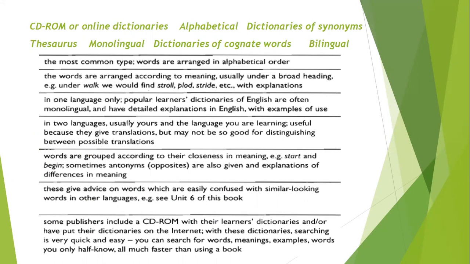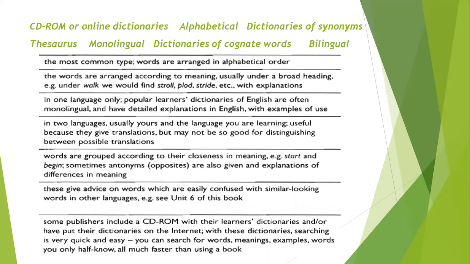The first one is CD-ROM or online dictionaries. Look through the definitions. Which of them do you think is suitable for this type of dictionary? Of course, the last one. So the definition for CD-ROMs is: some publishers include a CD-ROM with their learners' dictionaries and have put their dictionary on the internet. With these dictionaries, searching is very quick and easy. You can search for words, meanings, examples, words you only half know, all much faster than using a book.